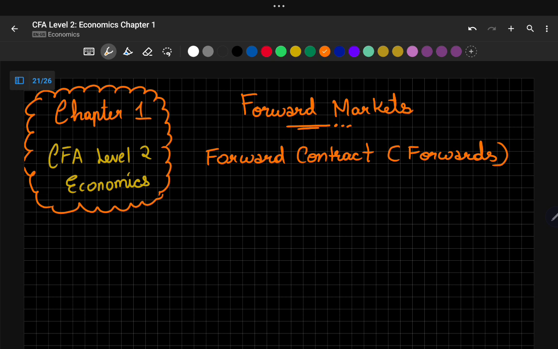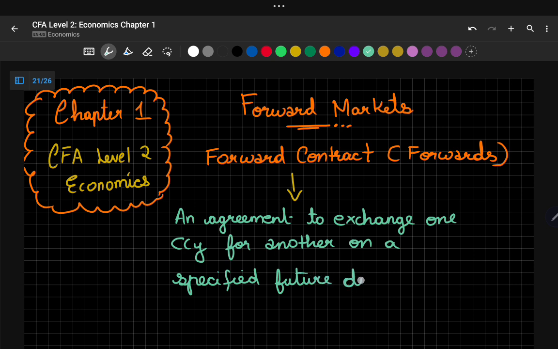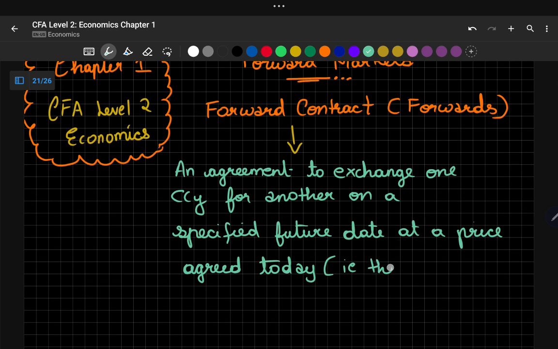So a forward contract, or forwards, is an agreement to exchange one currency for another on a specified future date at a price agreed today. That is, when the contract is made. The day the contract is made.